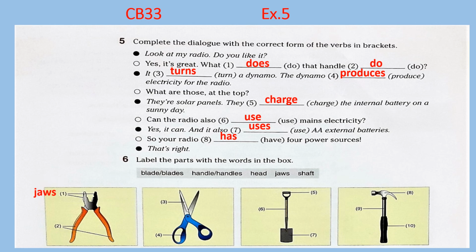Very good, jaws. Number 2, there are 2 pieces, so we use the word handles. Number 3, that's blade. And number 4, it's referring only to one handle. And number 5 also is a handle. Number 6, shaft. Number 7 is a blade. Number 8, this is a head. 9, also it's a shaft. And 10 is a handle.